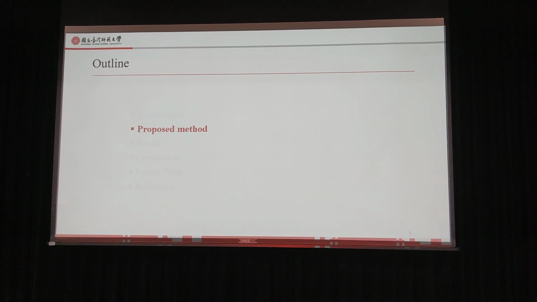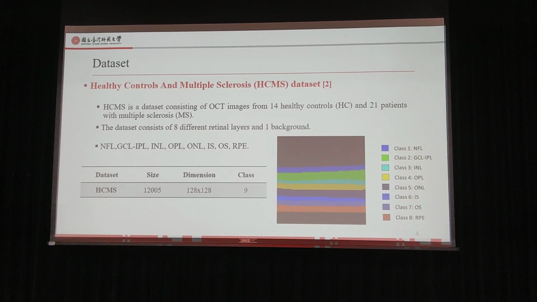And next I will talk about my proposed method. The dataset I use is the HCMS dataset, healthy controls and multiple sclerosis dataset. It consists of 40 healthy controls and 21 patients with multiple sclerosis. It consists of 8 different layers and 1 background, like this picture shows. There are 8 layers in this picture.